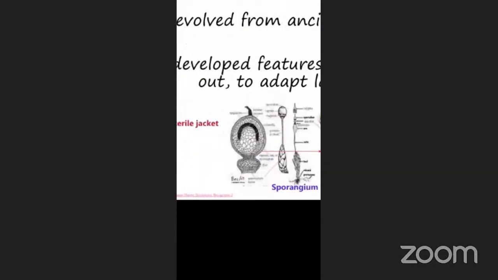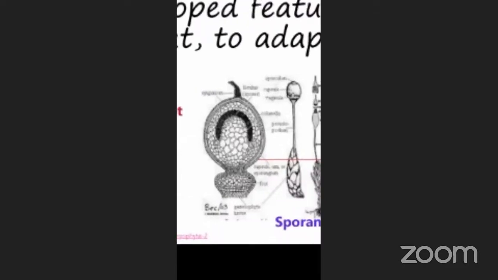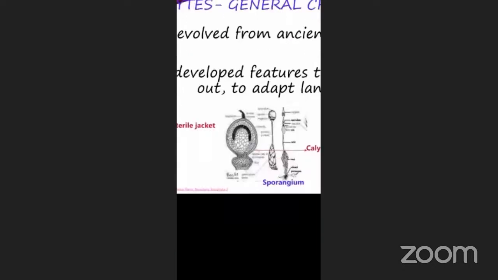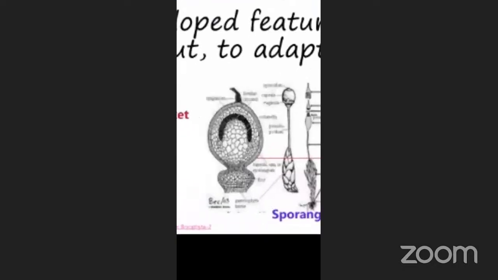See here, this one is the sporophyte. The urn-like shaped structure is there, that is the sporophyte. Okay, clear? So, foot, this one is the foot.